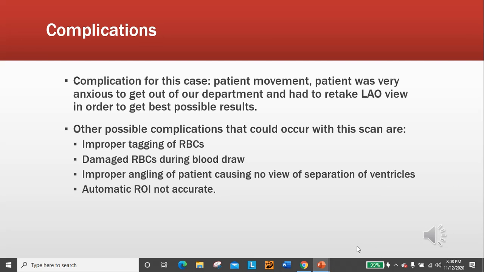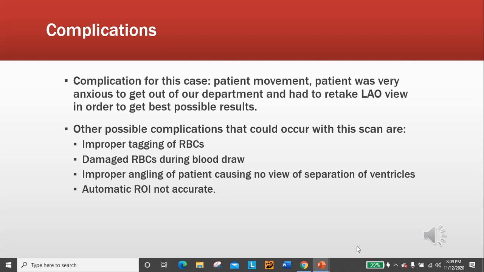The only possible complication that we had while getting this muga scan was just patient movement. My patient just was very anxious to get out of the department. It was the end of the day. Mugas are usually the last thing that we have scheduled in order to make sure that we don't have multiple bloods being tagged during the middle of the day and no confusion, so we can make sure that there's no possible mistakes when it comes to giving or taking and tagging and giving back blood.